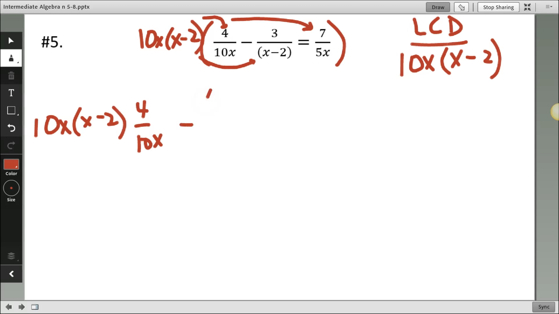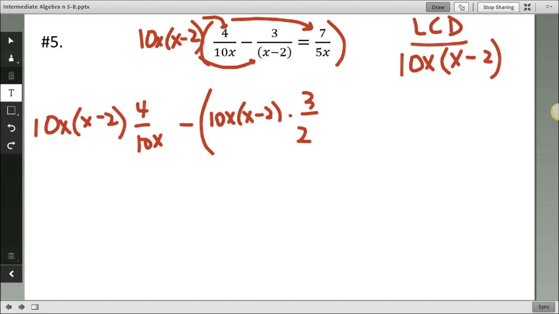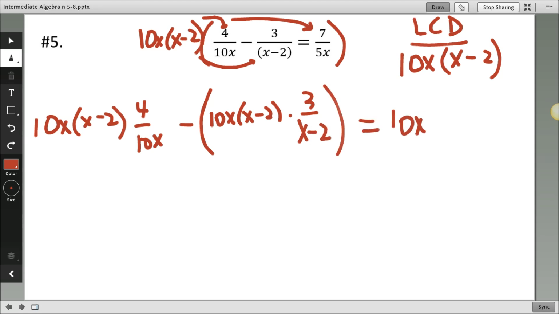We're going to subtract, and because we're subtracting, I'm going to put everything after that in parentheses just to make sure I don't forget a negative sign if I need it. 10x times x minus 2, and we're going to multiply that by 3 over x minus 2. And that's going to equal 10x times x minus 2 times 7 over 5x.